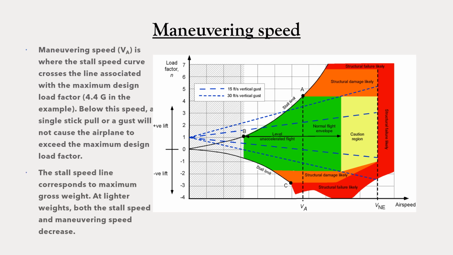Note that the stall speed line is calculated based on the airplane being at maximum gross weight. If you're operating at a weight less than that, then that stall speed line will shift to the left. So both your stall speed and your maneuvering speed decrease when the aircraft is more lightly loaded.